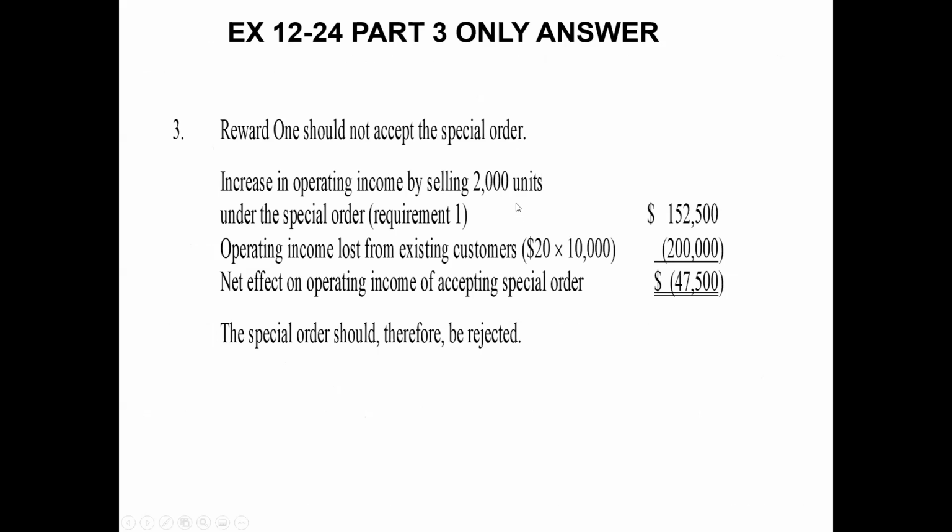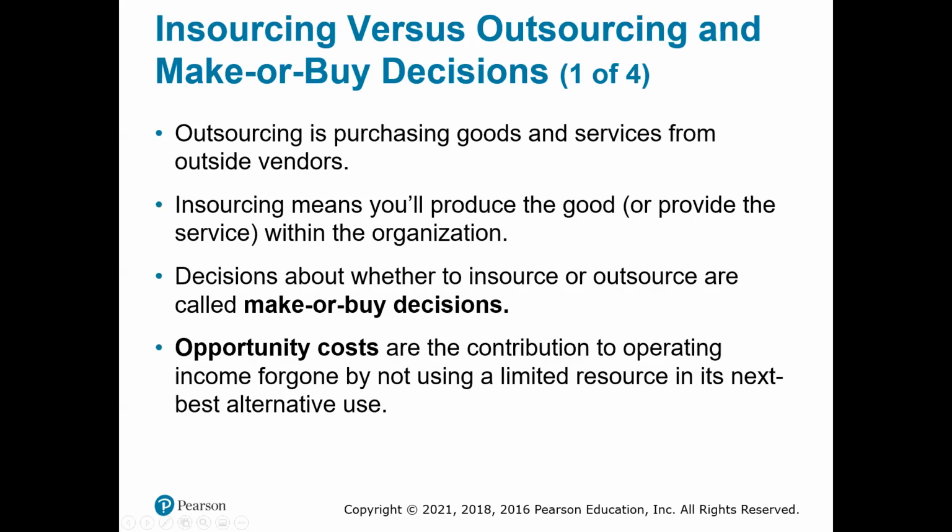Why? Because if we sold those 2,000 units under the special order, we saw in requirement 1 that that would increase net operating income by $152,500. However, if our current customers are given that $20 discount, our regular 10,000 customers, that would be $200,000 in operating income lost. So the net effect of accepting that special order would be a decrease in operating income of $47,500. They should not accept this particular idea.